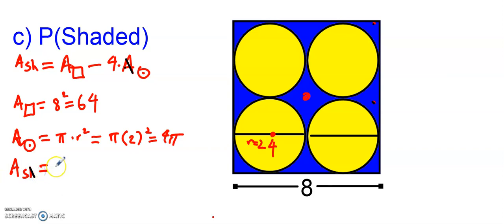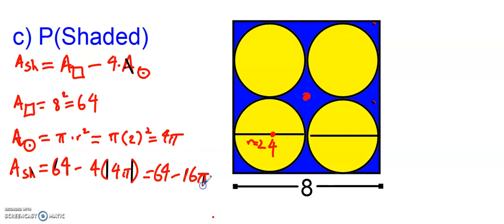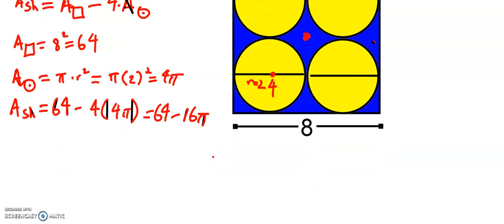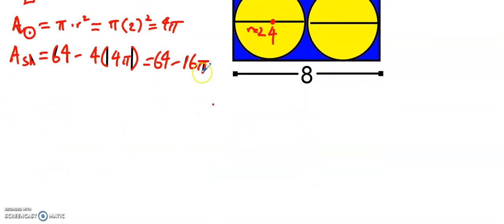would equal the area of the square, which is 64, minus 4 times the area of one circle, which is 4 pi, which would end up being 64 minus 16 pi. And if you think about this, isn't pi a little bit more than 3.14? And 16 times 3 is 48. So 64 minus 48 is 16. And so somewhere a little less than 16 would be that shaded area.